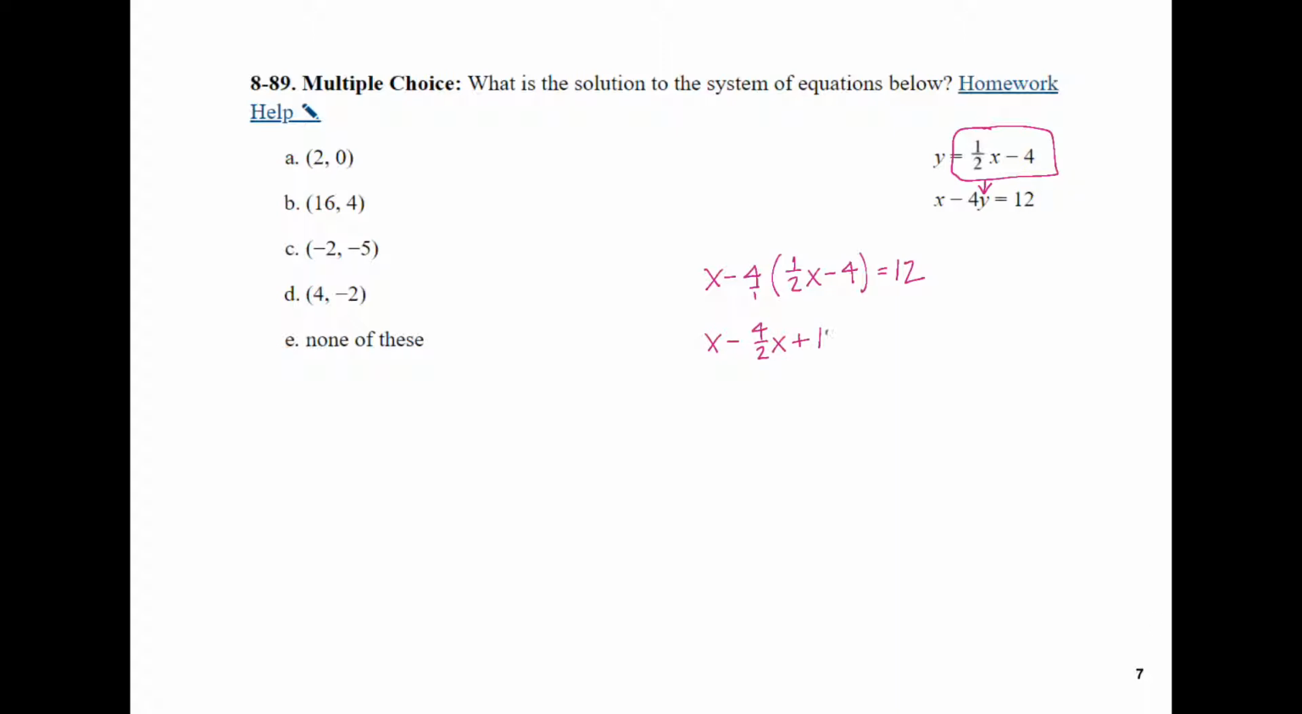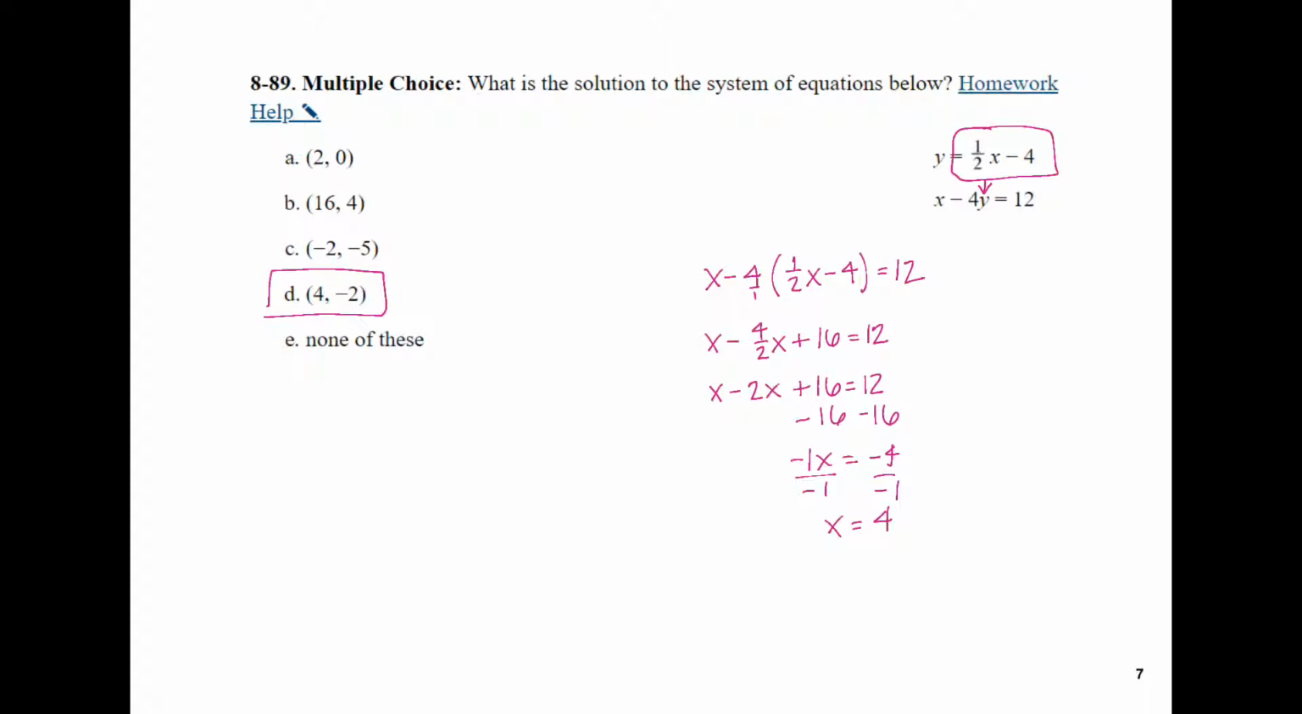Negative times a negative is a positive. 4 over 2 reduces to 2, so x minus 2x plus 16 equals 12. Inverse operation, subtract my 16. I get negative 4 is equal to negative 1x, divide by negative 1. I get x is equal to positive 4. So the only choice where x is equal to positive 4 is letter D.